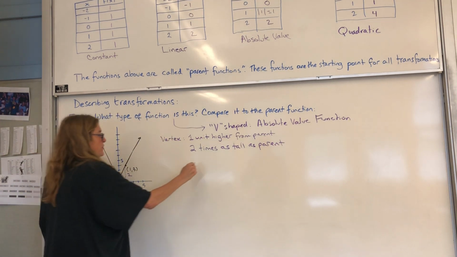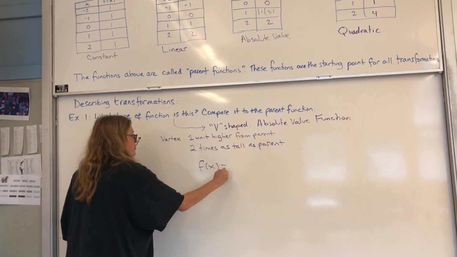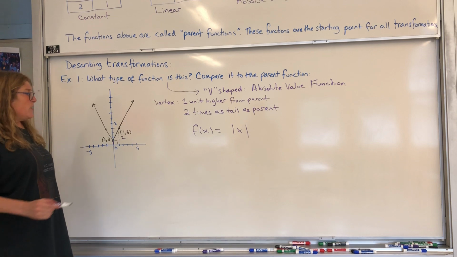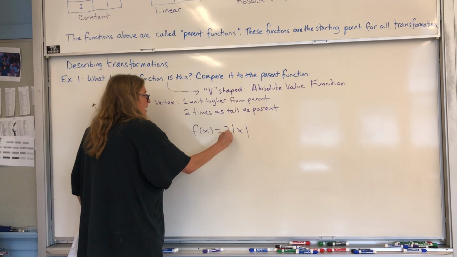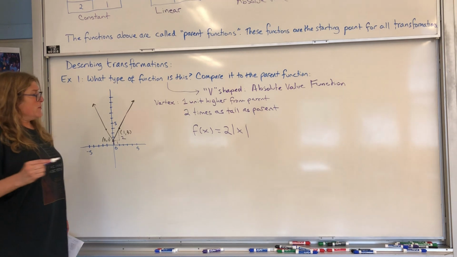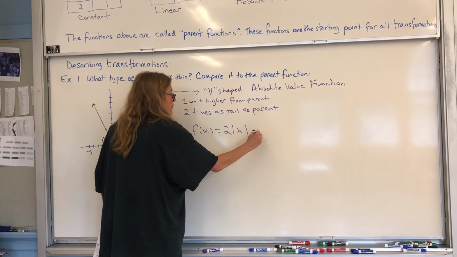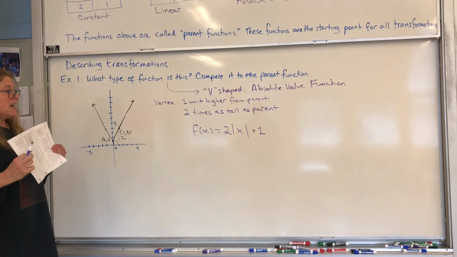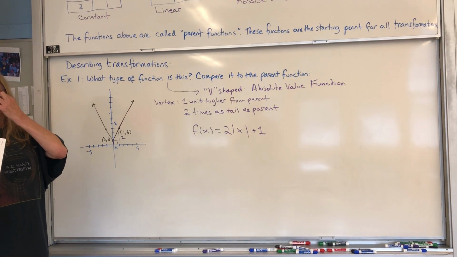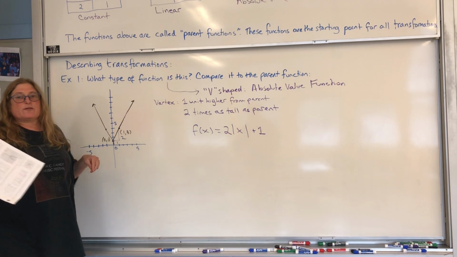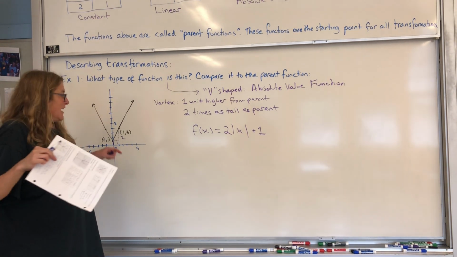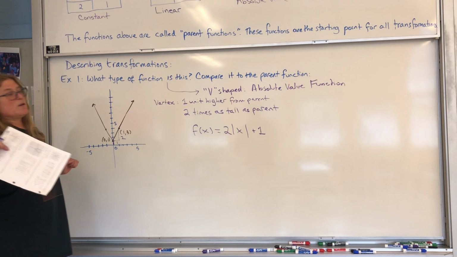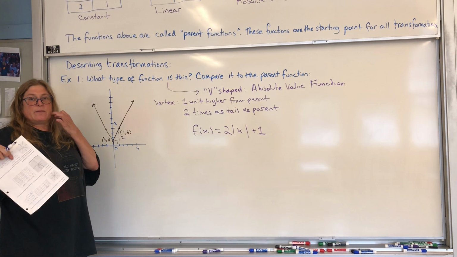So watch what I'm going to show you guys. What does that translate to in the equation? Well, there's our parent. If I want to make it twice as tall, I'm going to put a 2 out here. And if I want to make it 1 unit higher, I'm going to put a 1 out here. So notice I started with the parent function, and I put extra stuff on there once I realized what the transformations were. I can tell just by looking at this and comparing it to my parent graph what the differences are between the two.